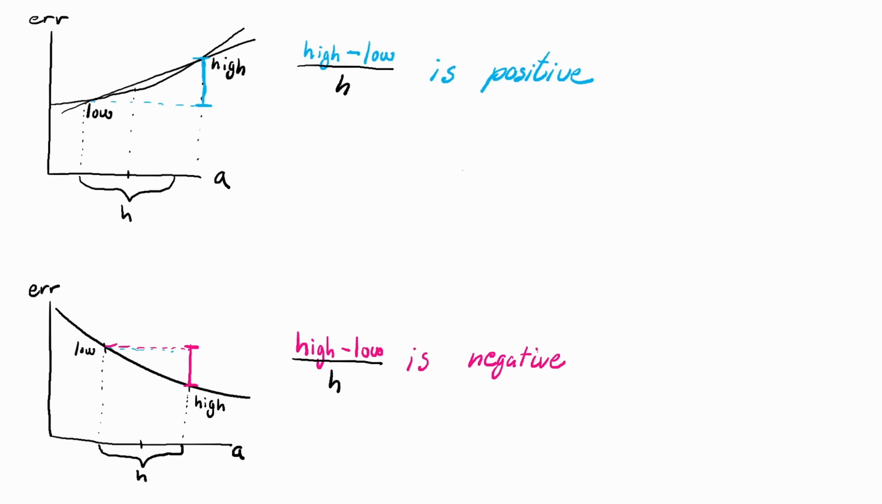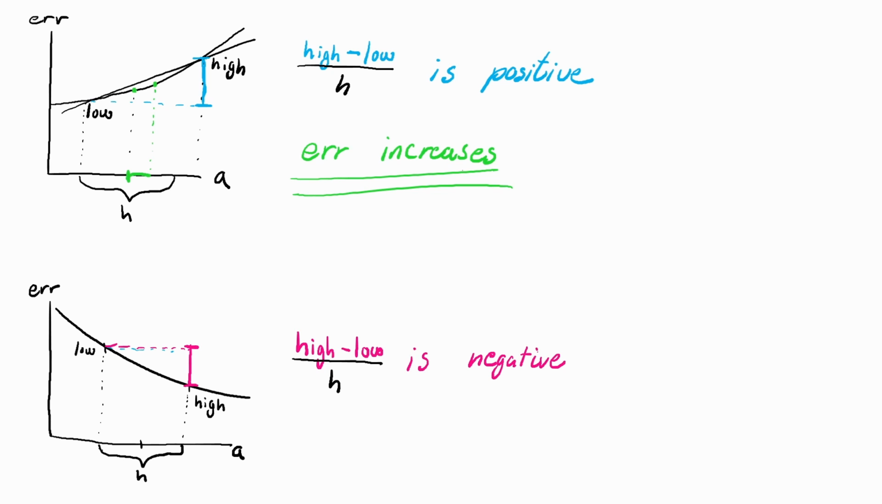Now, we need to examine what happens when we add the estimation of the gradient to a. Let's take the positive case first. A is here. The gradient is positive, so adding it means we go to the right. For example here. So by adding the gradient, the error increases.